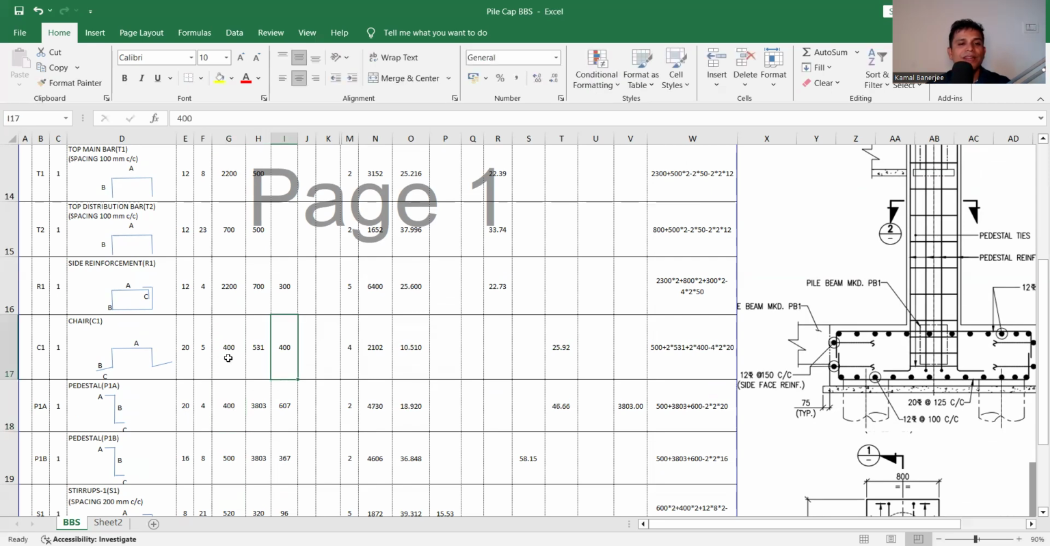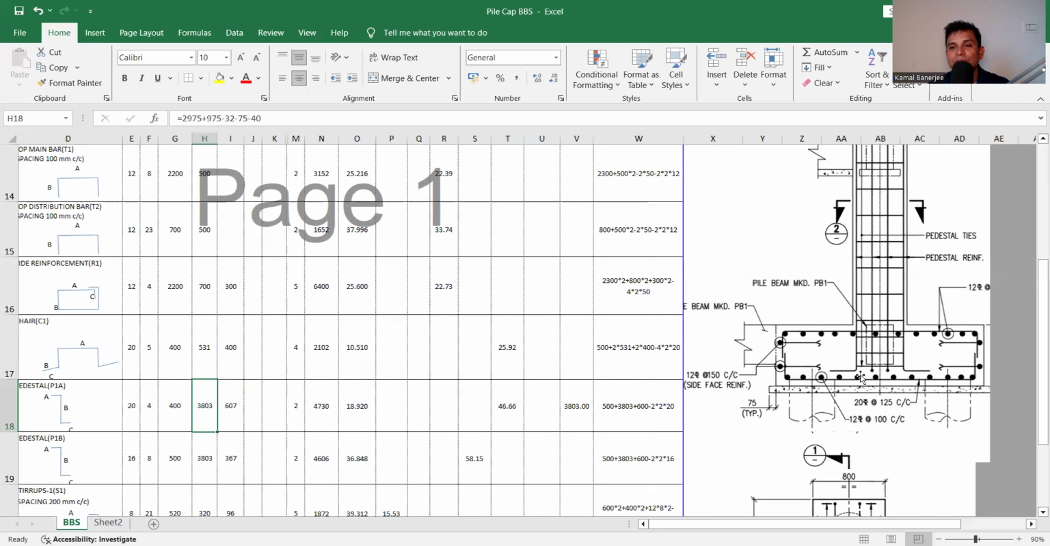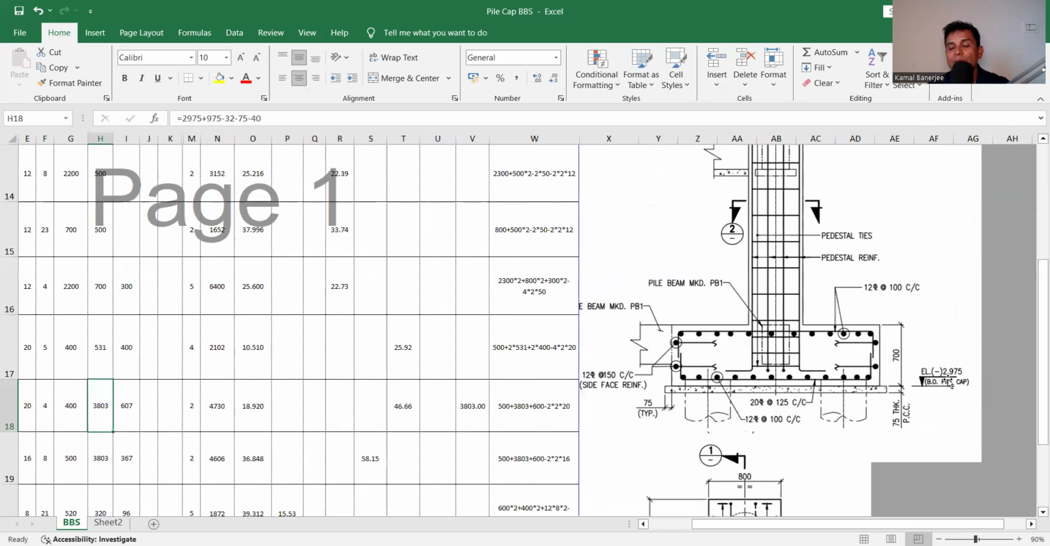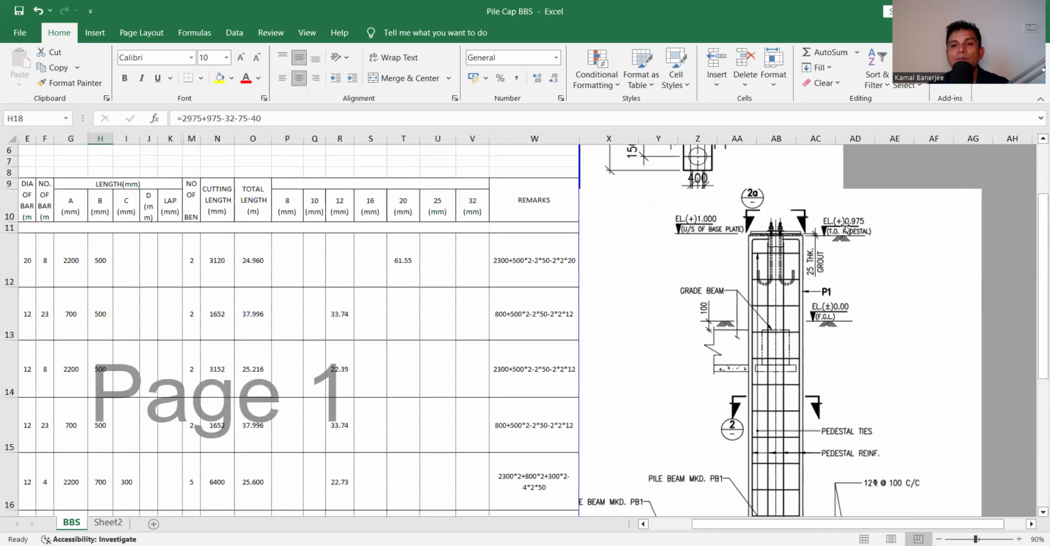Now this 400, now it is 531. How is it coming? 400. How is it coming? It is 3803. That is the vertical one that we need to check. See, already we said 2.97 is minus, that is my bottom, and the top is plus 0.975.